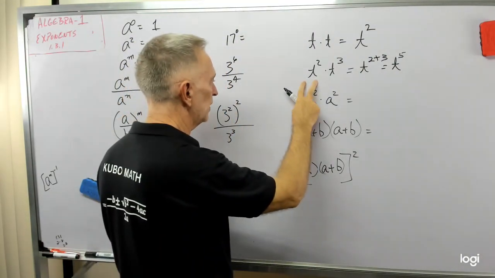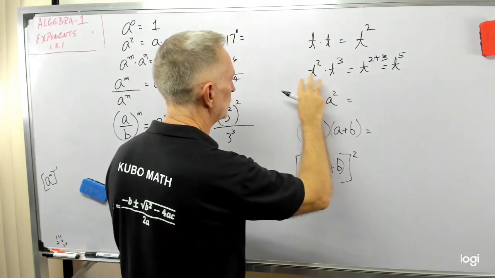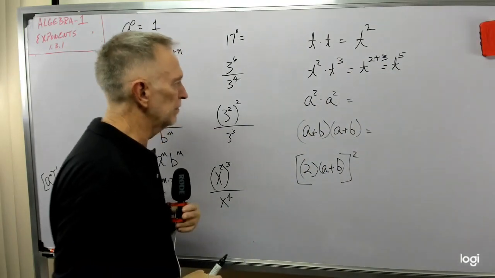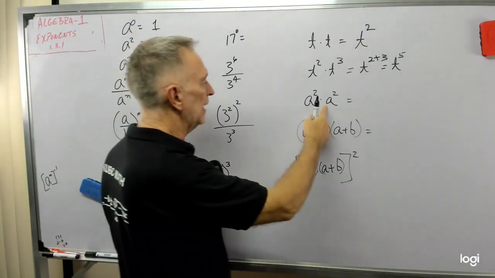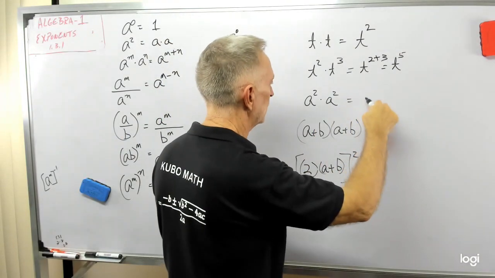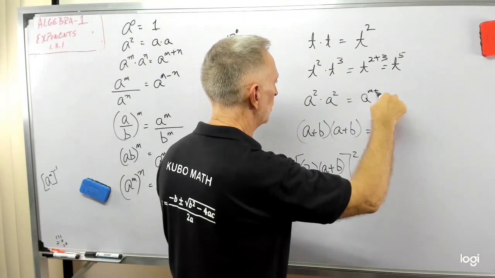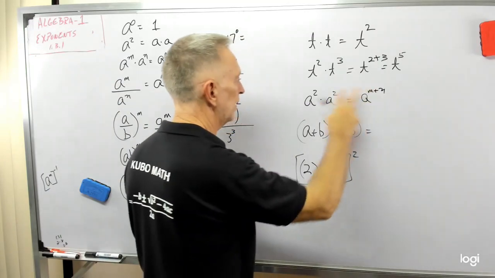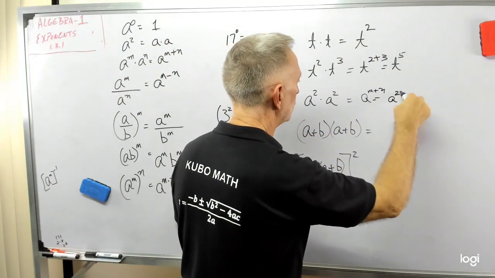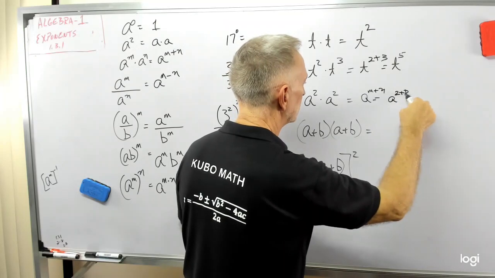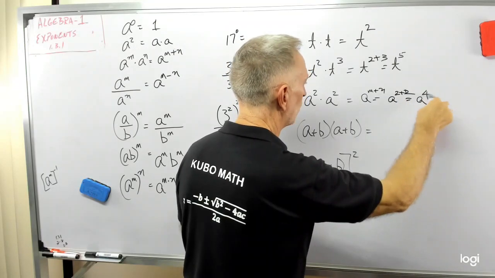Again, I have 2 of these t's and I have 3 of those. You just count the t's, there's 5 of them. a to the second power times a to the second power. Again, this is a to the m plus n. It just happens to be that m and n are equal. So that's a to the 2 plus 2, that's a to the 4th.